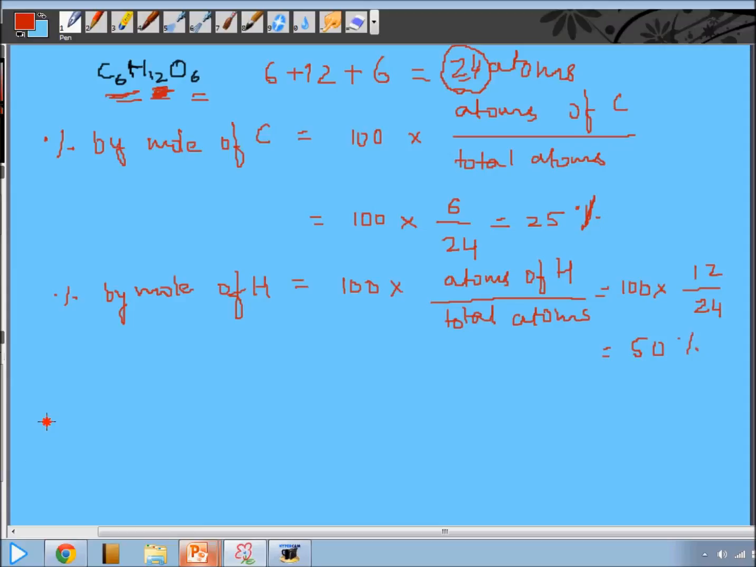Just like carbon and hydrogen, I can calculate percentage by mole of oxygen, and this will come out to be 100 into atoms of oxygen. What is atoms of oxygen? There are 6 atoms of oxygen in 1 mole. So 100 multiplied with 6 divided by total atoms 24. This again comes out to be 25%. So now I can directly say that molar composition of glucose is 25% oxygen, 50% hydrogen, and again 25% carbon. Alright, so this is how we calculate percentage by mole in a compound.